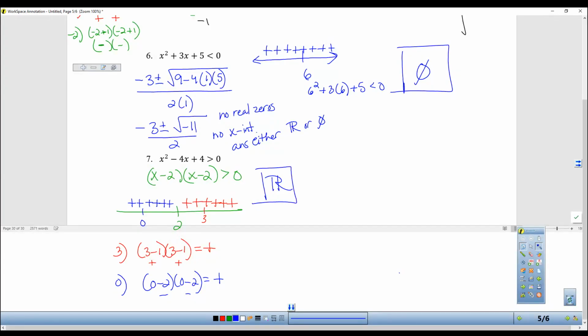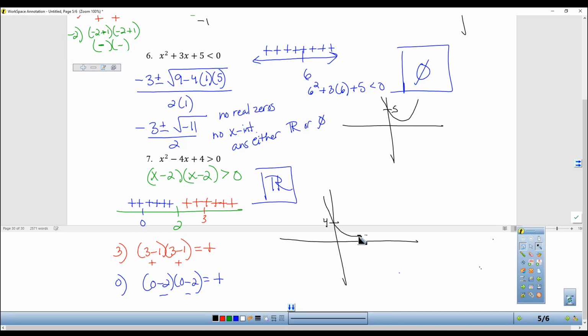Now, graphically for these two, how could you have done these graphically? If this is a parabola with no real zeros, but has a y-intercept of 5, then it looks like that, which is never less than 0. You can get that answer pretty fast. This one is an upward parabola crossing at 4.